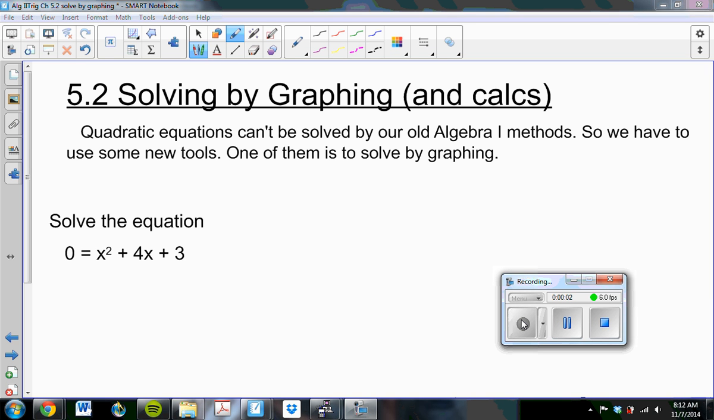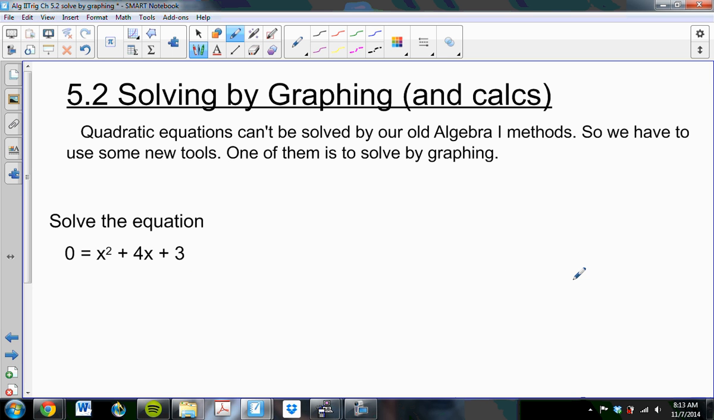Chapter 5, Section 2, solving by graphing, and I'll show you how to do it on your calculator. If I were to try and solve this equation right here by subtracting a 3 or dividing by 4 or dividing by x or square rooting everything, it wouldn't work. I can't solve equations like this using our old Algebra 1 methods. I need new methods. We'll talk about a lot of those methods in this chapter, but the first one is how to solve by graphing.